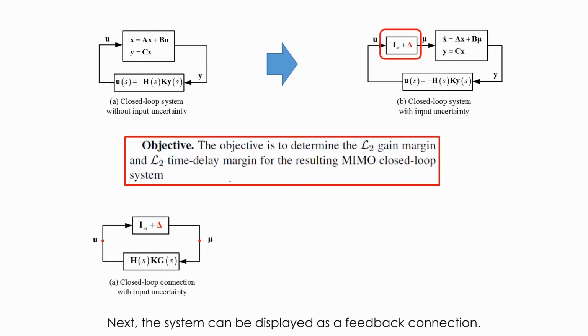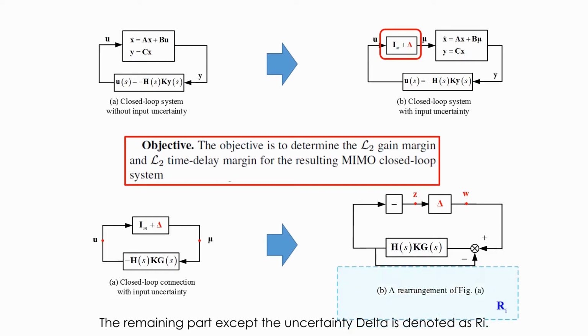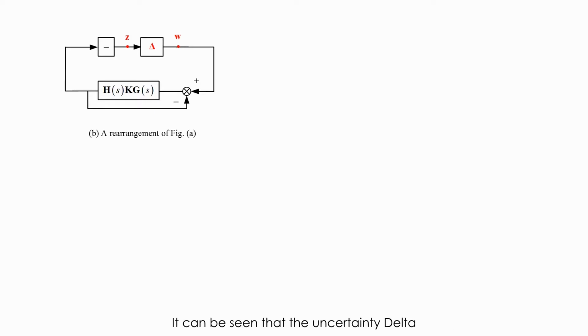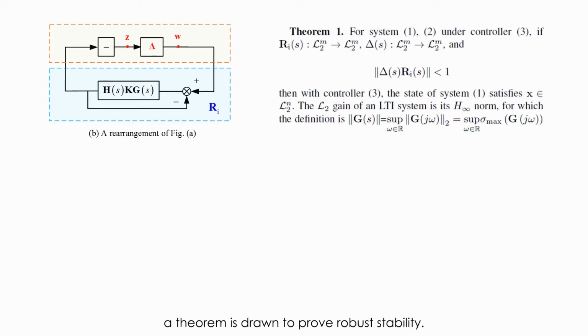Next, the system can be displayed as a feedback connection. In order to explicitly display the gain margin and the time delay margin, a loop transformation is also done. The remaining part except the uncertainty delta is denoted as Ri. It can be seen that the uncertainty delta is in series with the transfer function Ri. According to the small gain theorem, a theorem is drawn to prove robust stability.